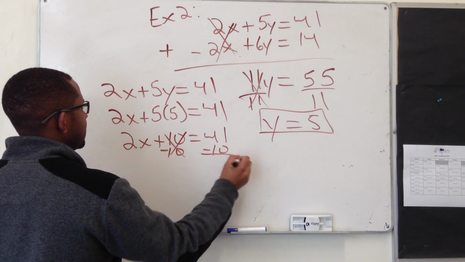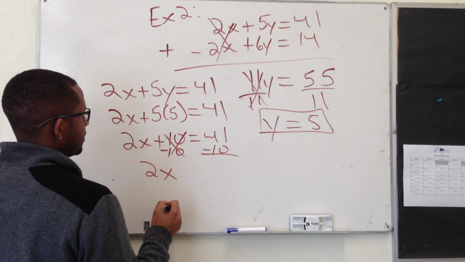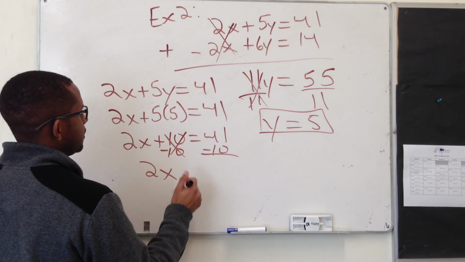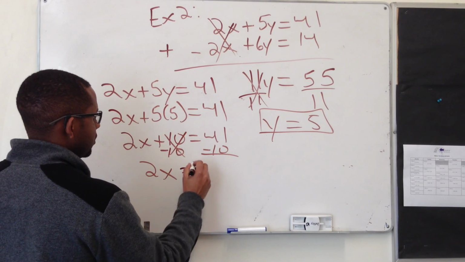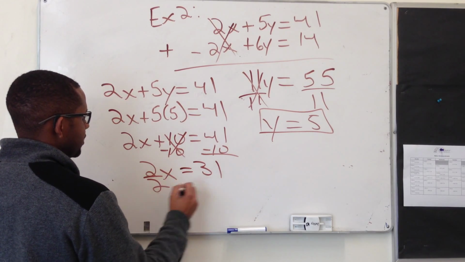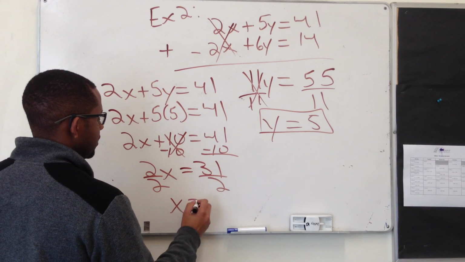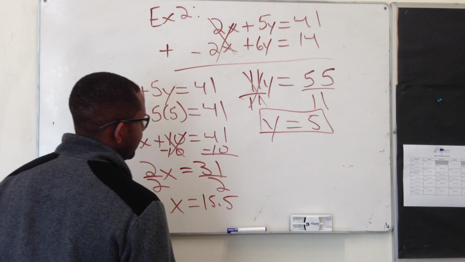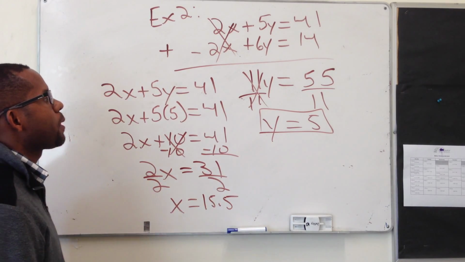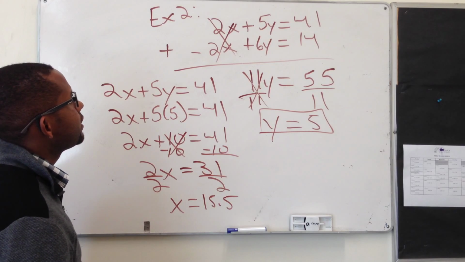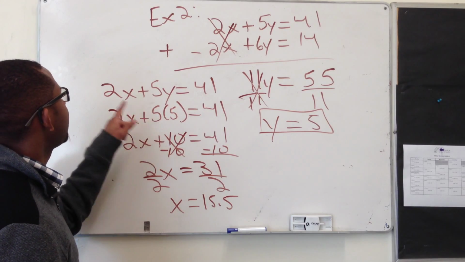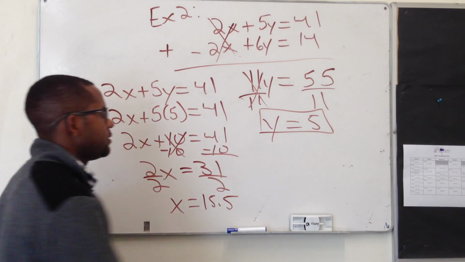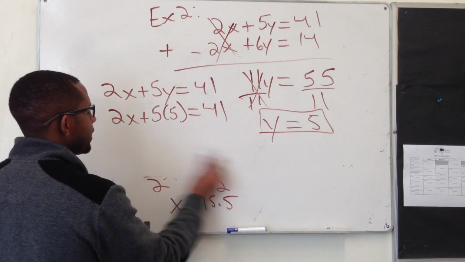Minus 10, minus 10, 2x equals 31, divide by 2, divide by 2, x equals 15.5, 15 and a half. Alright? So what I end up with, y equals 5, I plug 5 in, 2x plus 5y equals 41, 5 times. I knew something didn't look right.